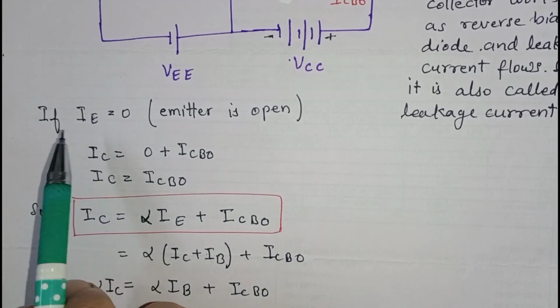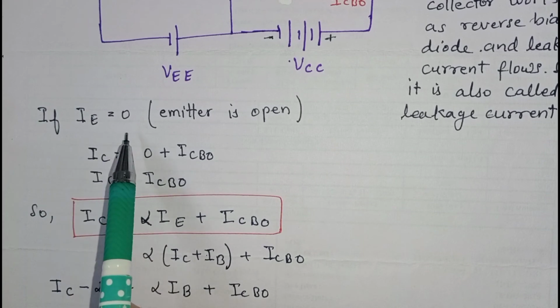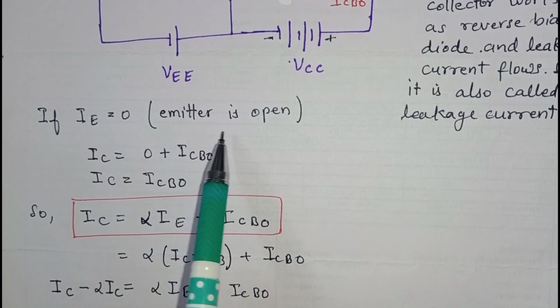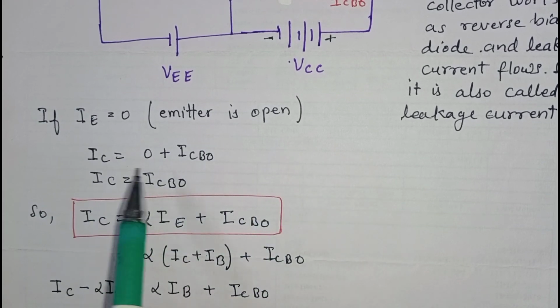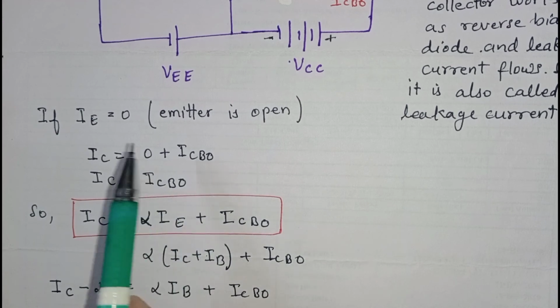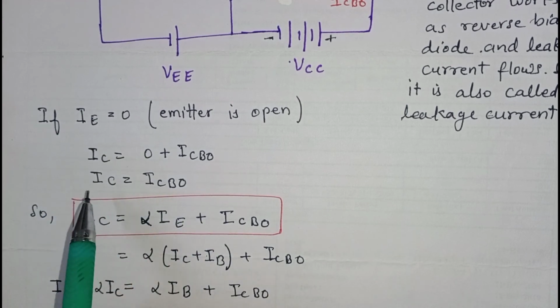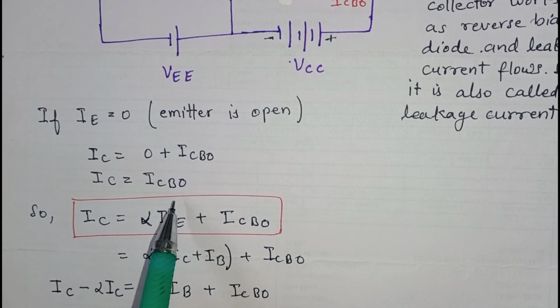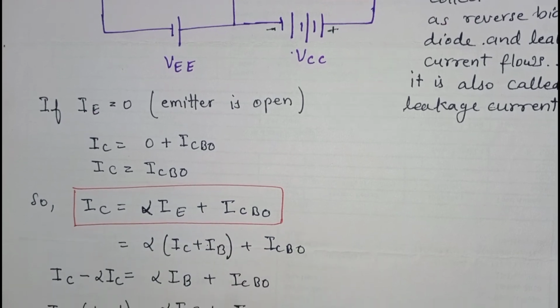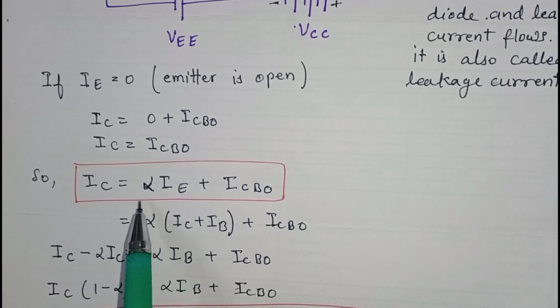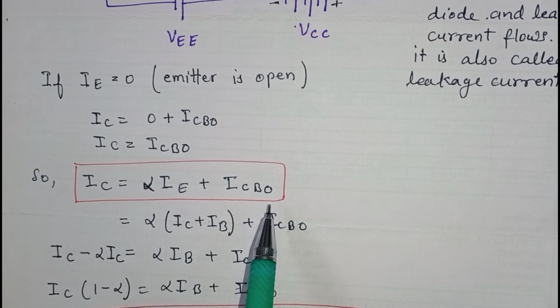Now we can understand this through the equation. If IE equals 0, meaning the emitter is open circuited, then IC equals 0 plus ICBO. That means when IE equals 0, IC will be equal to ICBO, meaning leakage current flows through the circuit. So the complete equation is IC equals alpha IE plus ICBO.